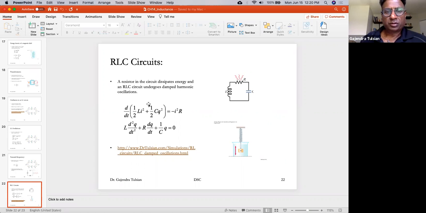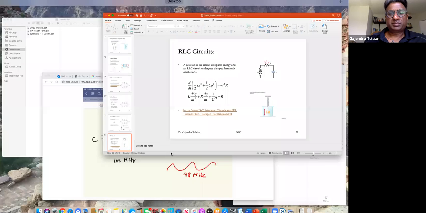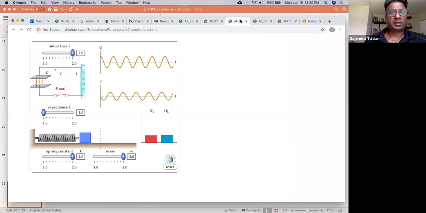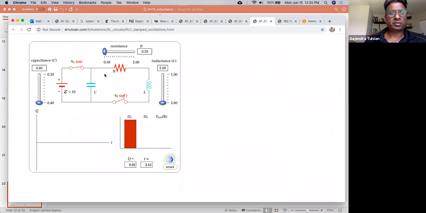So here's how you model an RLC circuit, a series circuit that has all 3 elements in it, when you have resistance present, when there's friction present. Here are the resistance, inductor, and capacitance. What we'll do is minimize resistance. Now when this switch is closed, we have charged the capacitor. Now we'll remove the battery, and we'll let this circuit oscillate.